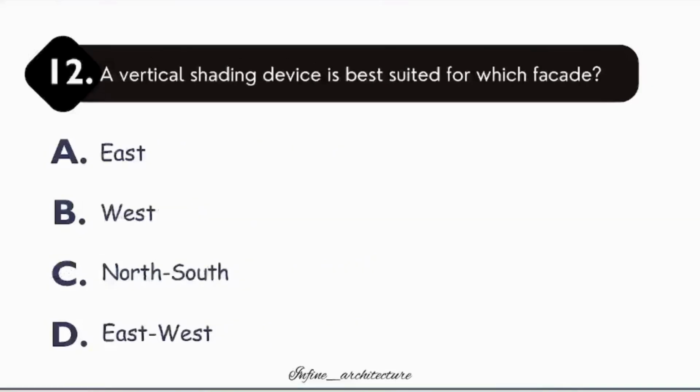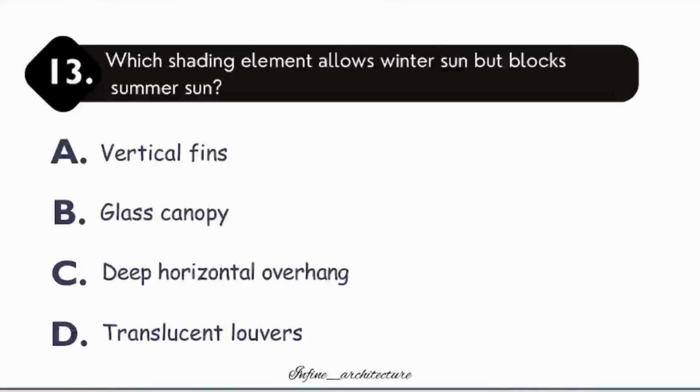A vertical shading device is best situated for which facade? Options are A, east, option B, west, option C, north south, option D, east west. So the right answer must be option number D, east and west. Next question, which shading element allows winter sun but blocks summer sun?